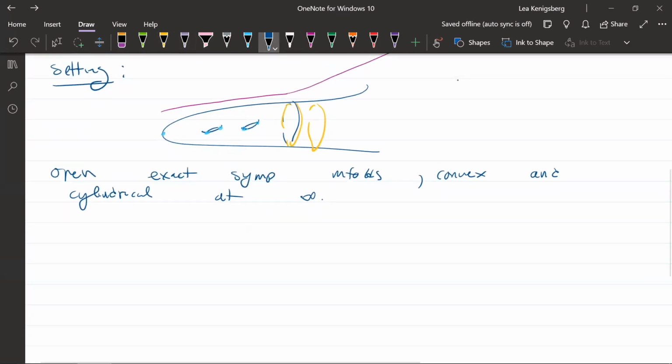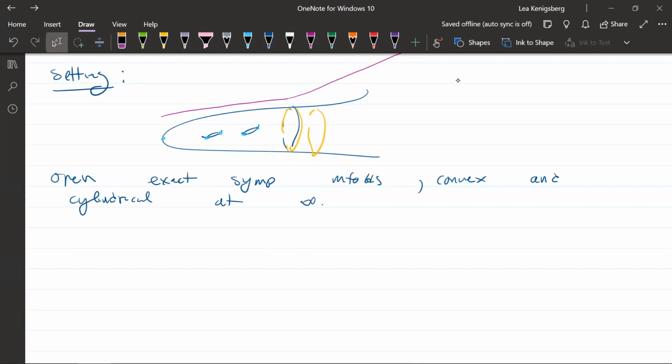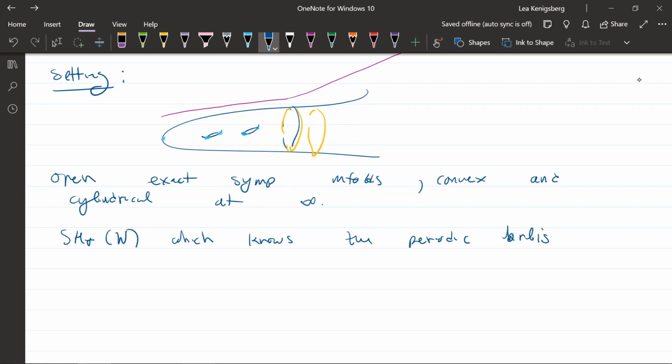And in these settings, we can study the symplectic homology of W, which knows about the periodic orbits of these Hamiltonians. And please stop me if you have any questions.